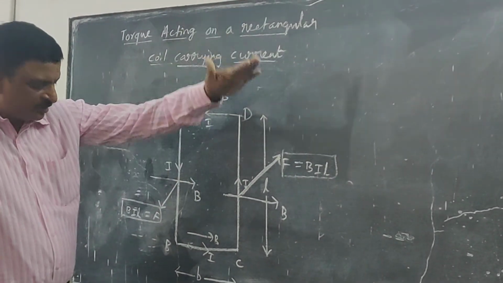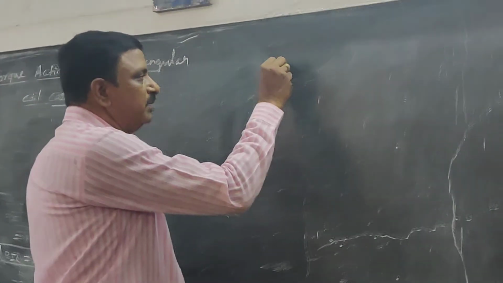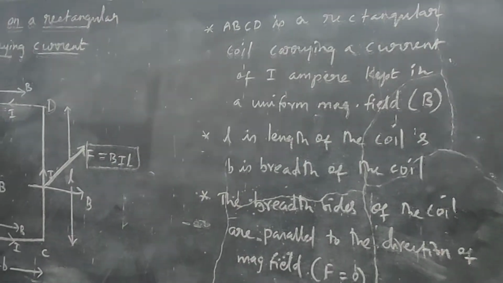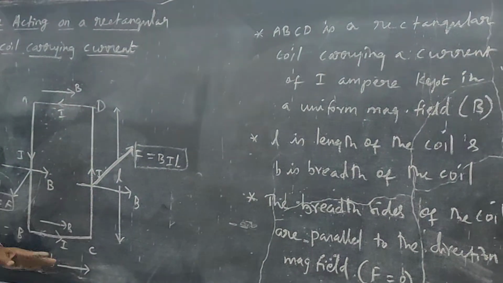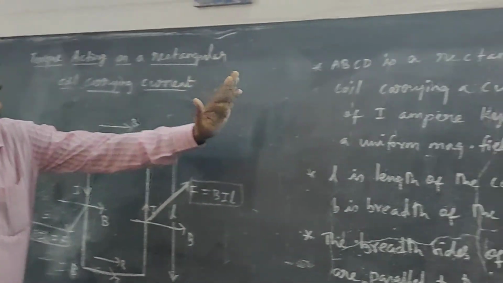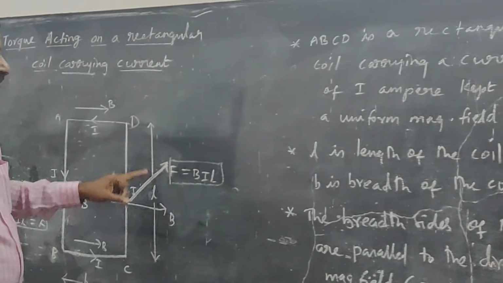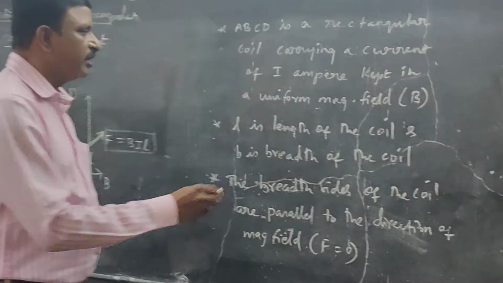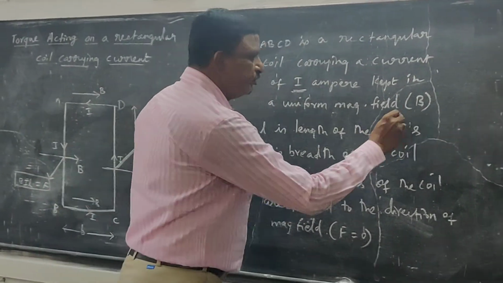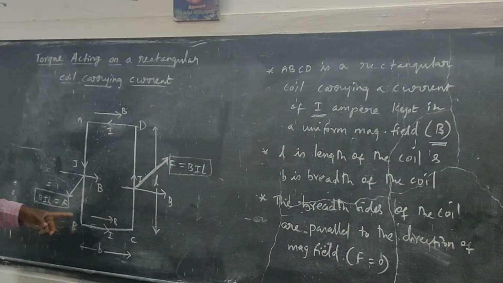Now I am going to explain whatever things I already explained; I am going to write it in the notes format. So ABCD. The explanation part is already explained. Now this diagram is explained in the form of words. See, ABCD is a rectangular coil carrying a current of I ampere, kept in a uniform magnetic field.